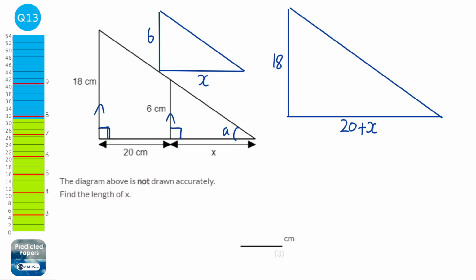So we need the scale factor first. Now if you look at the 6 and the 18, they are what we call corresponding sides.